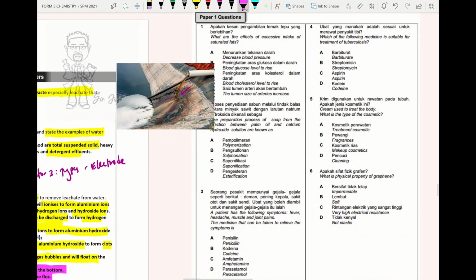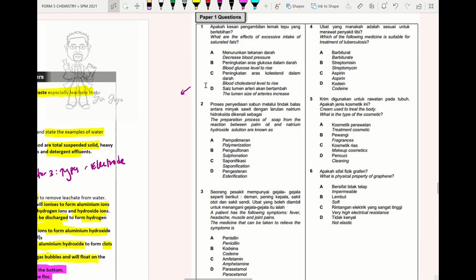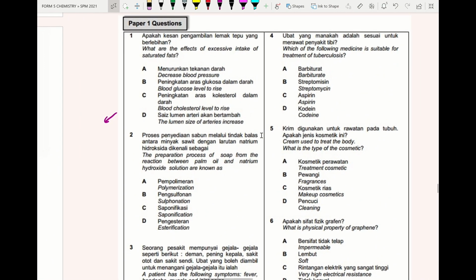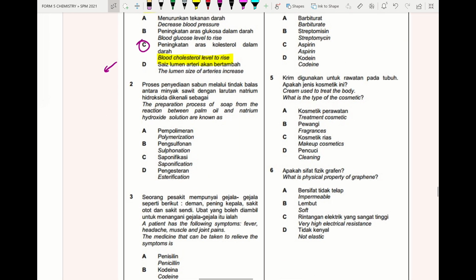So we move on to a few questions. What are the effects of taking excessive saturated fat? It will raise the cholesterol level in the bloodstream. So the answer will be C. We go for question number 2.